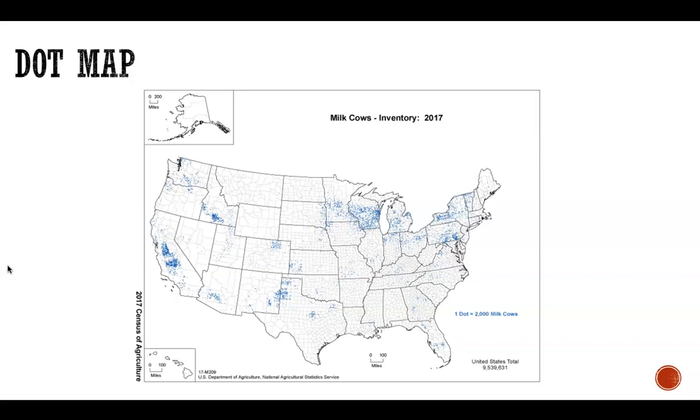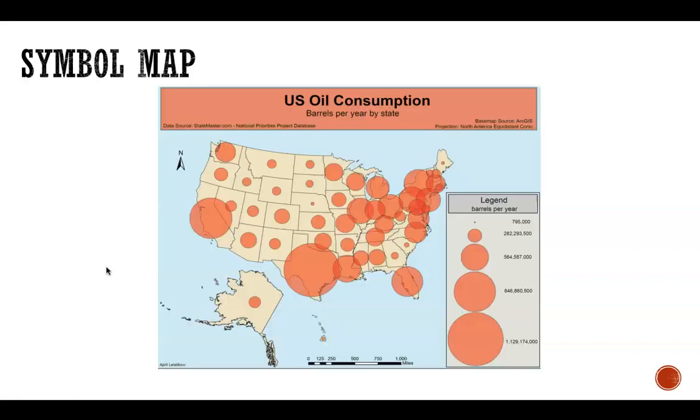Dot maps, again, we look at placing something. Each dot represents here 2,000 cows. You put dots where 2,000 cows are, so you get to see the distribution and the density of whatever we're talking about here. In this case, we're talking about cows that produce milk.